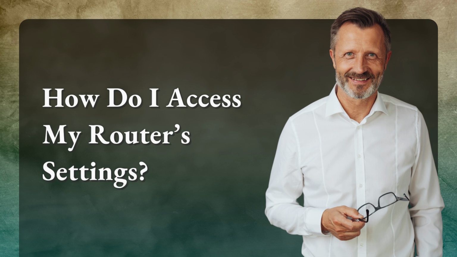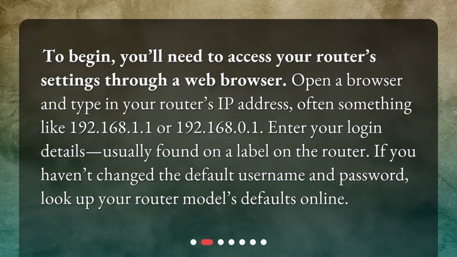How do I access my router's settings? To begin, you'll need to access your router's settings through a web browser. Open a browser and type in your router's IP address, often something like 192.168.1.1 or 192.168.0.1. Enter your login details, usually found on a label on the router. If you haven't changed the default username and password, look up your router model's defaults online.